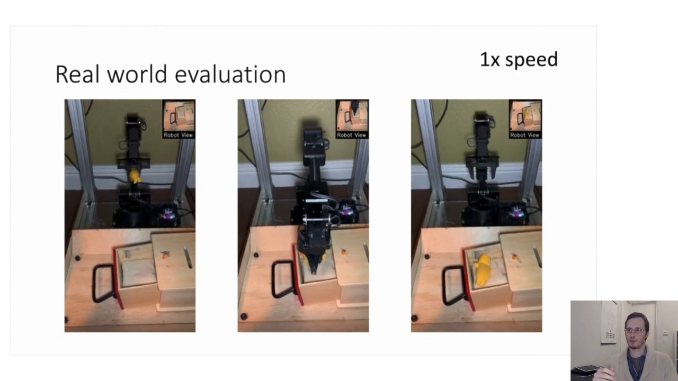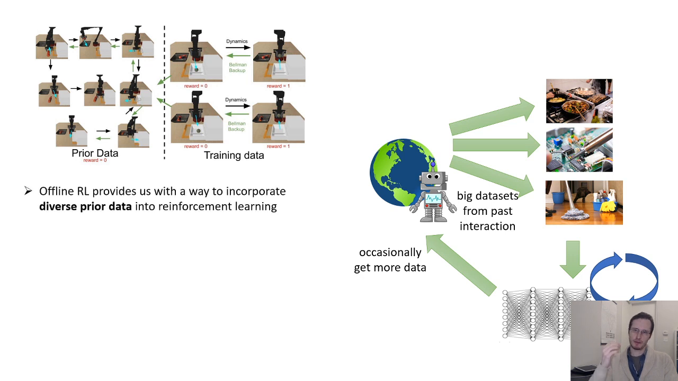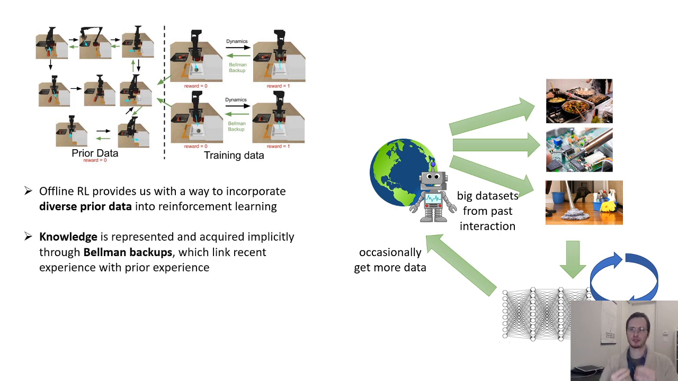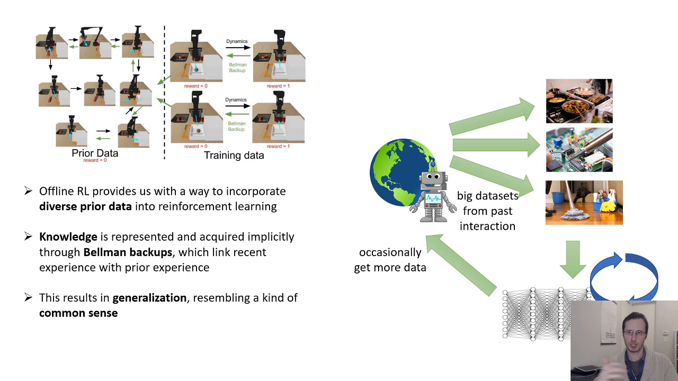All right, so where am I going with all this? Well, I think that offline RL provides us with a really powerful way to incorporate diverse data into reinforcement learning. And when we do this, we get knowledge that is represented and acquired implicitly through Bellman backups, which link recent experience with prior experience. So the system has knowledge. It's just that knowledge is not stored explicitly. It's distilled from the data via RL into the policy and into the Q function. This results in generalization that resembles a kind of common sense. When the drawer is closed and you need to pick up the object, first open it.